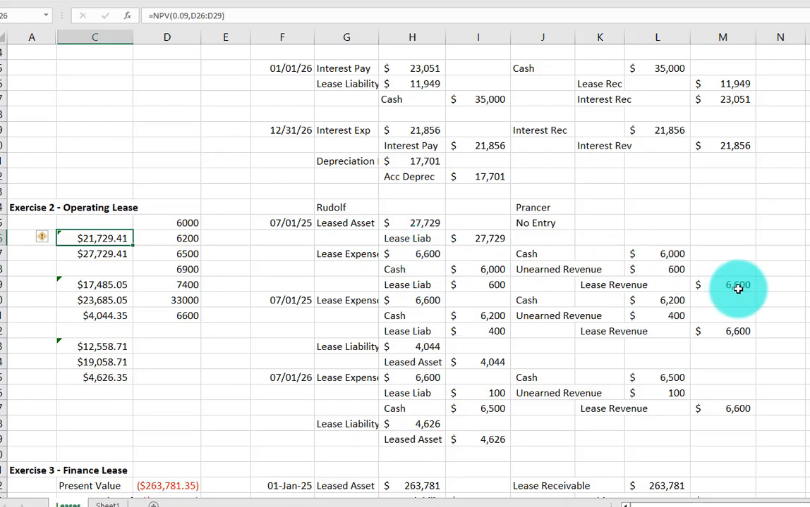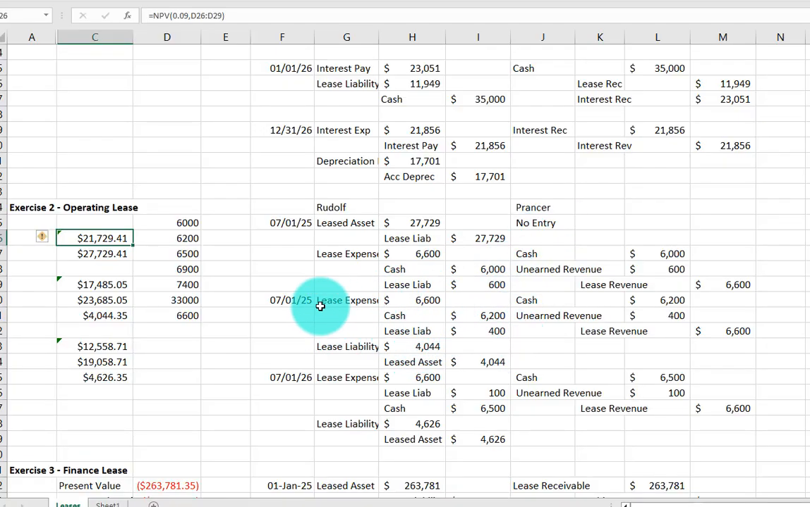We record lease revenue of 6,600 for the landlord, and we use something to offset, to make up the difference: lease liability, unearned revenue, indicating that we've got revenue issues on the landlord side.